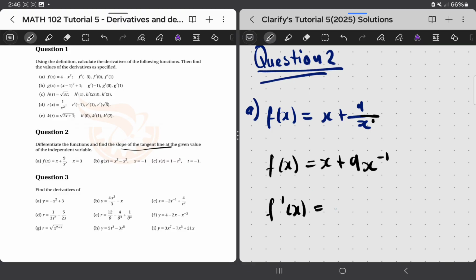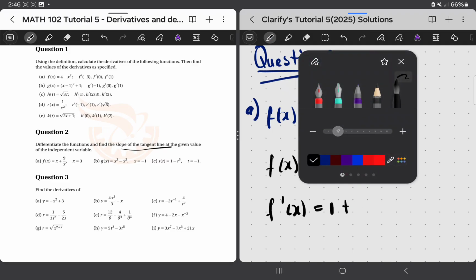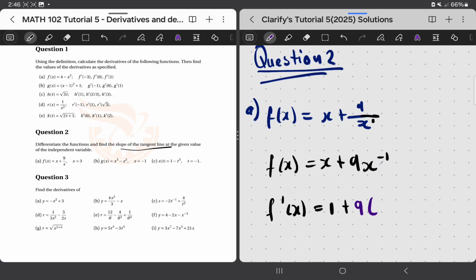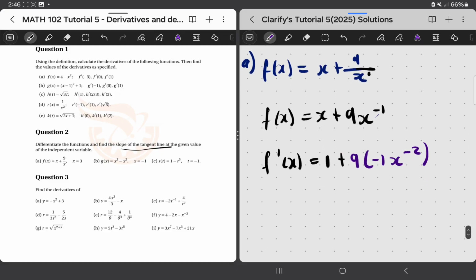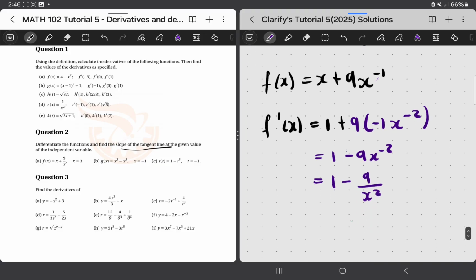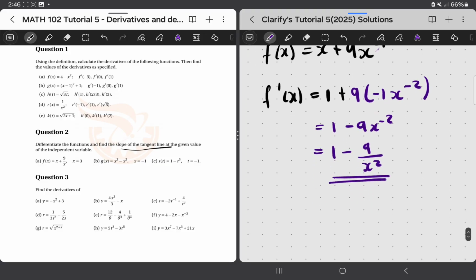f dash x is now going to be, what's the derivative of x? It's 1 plus, now let's differentiate this. You put the 9 outside. Then you drop the power, minus 1, and reduce the power by 1, giving x to the negative 2. So this becomes 1, then minus 1 times 9 becomes minus 9, x to the negative 2, which is 1 minus 9 over x squared. This is the final solution for the first derivative.